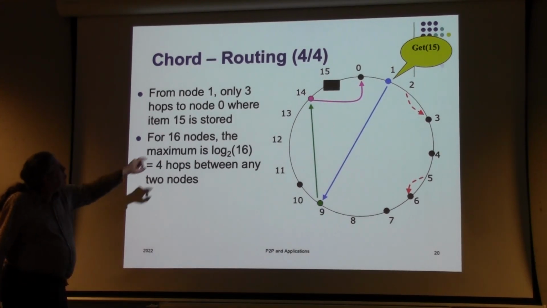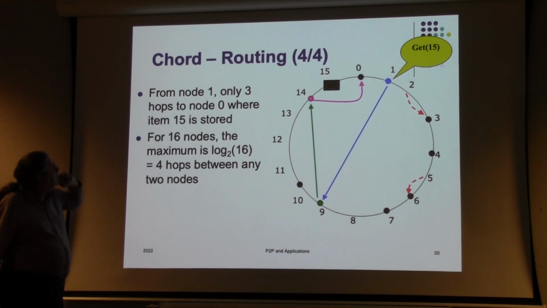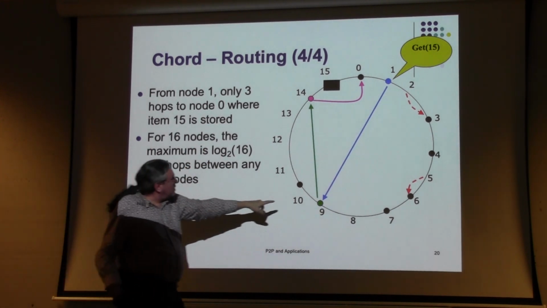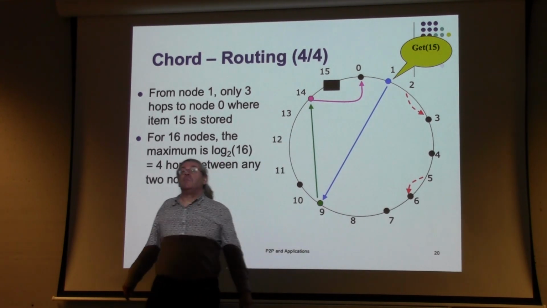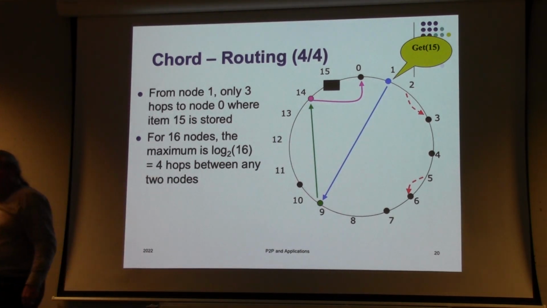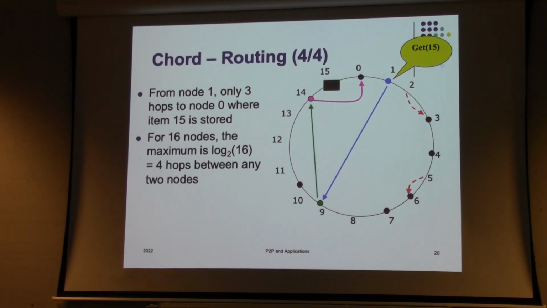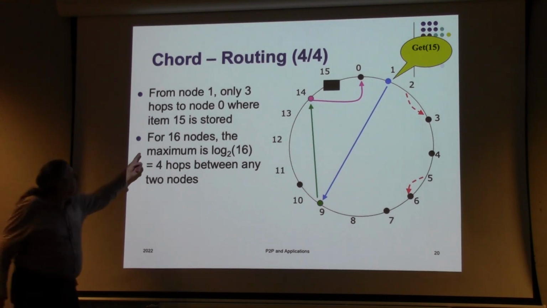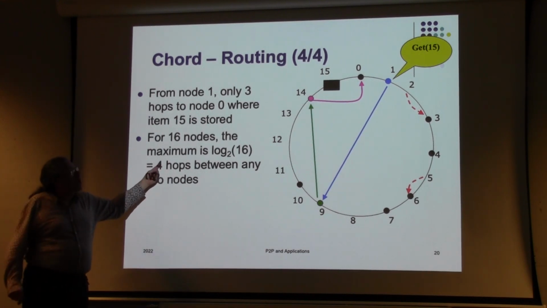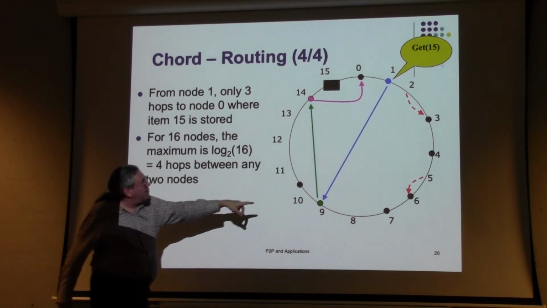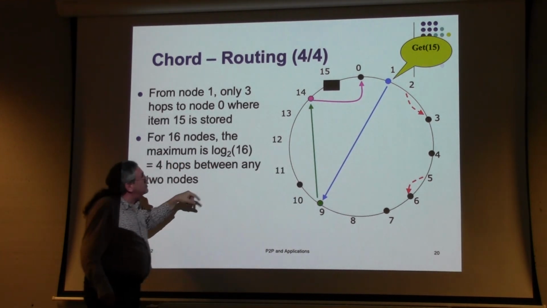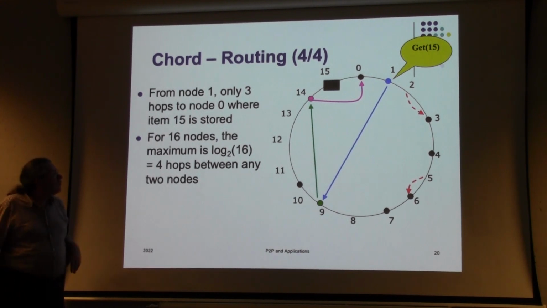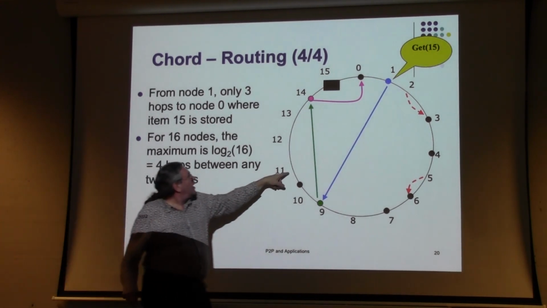From node 1, you have 3 hops to node 0. So from 1 to 9 to 14 to 0, and then we found 15. So this gives us logarithmic routing. It turns out for 16 nodes, the maximum is 4 hops. We get 4 hops when everything is filled up. Here you have only 3, because there are not that many nodes, many are empty.